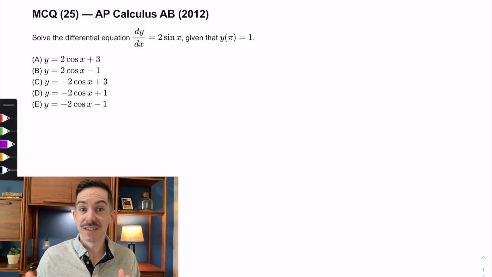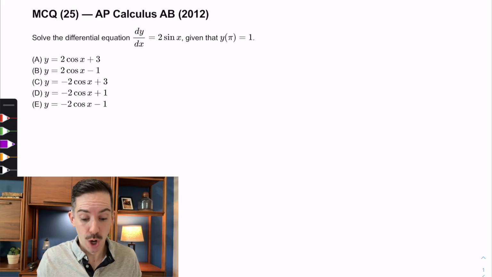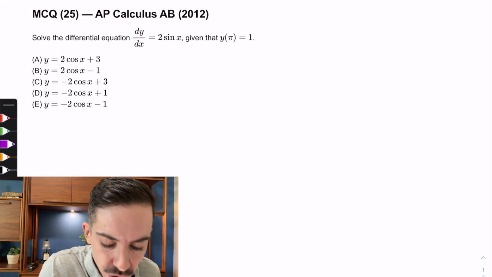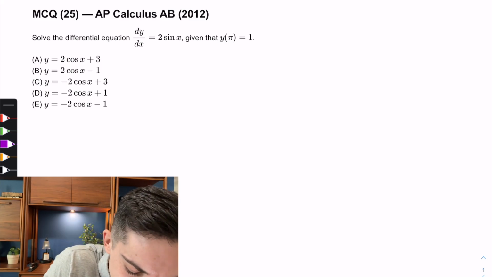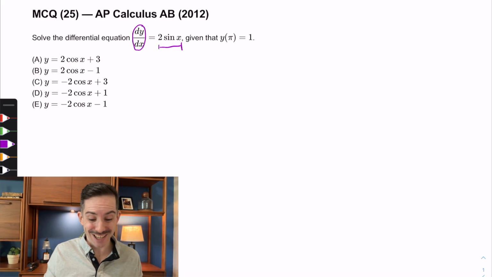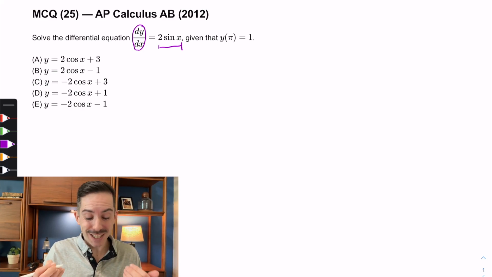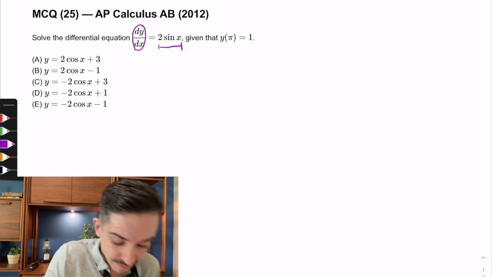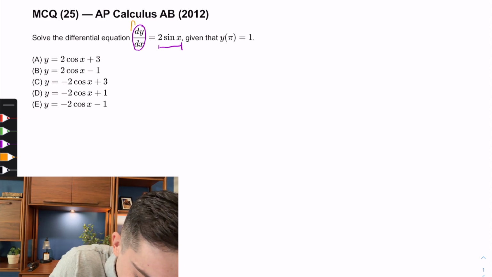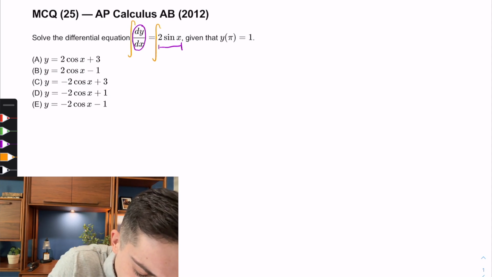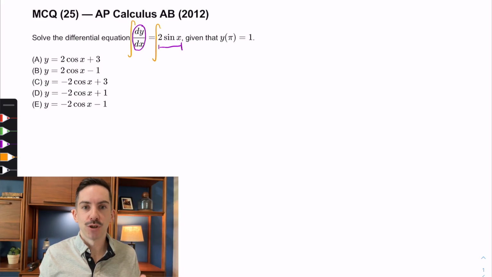Problem 25 gives us a differential equation with an initial condition and asks us to solve it. But it's a pretty straightforward differential equation if we look at it and pay attention. We're being asked what function y, when I take its derivative, dy by dx, gives me this as the answer. Because this differential equation is so straightforward, all I have to do is integrate both sides, and that will give me an expression for y.